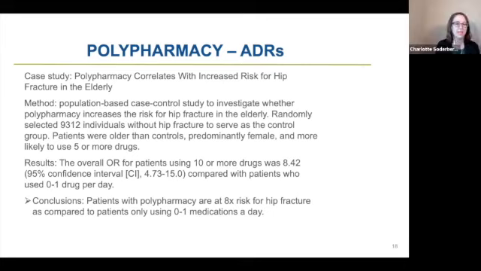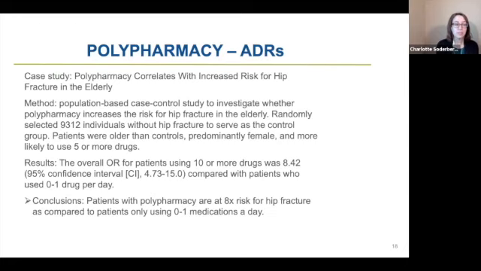Thank you. So next we are going to talk about a population-based case control study that was conducted in 2010. The study was done to investigate whether polypharmacy increases the risk of hip fracture in older patients. So the study identified 2,328 older patients who had recently been diagnosed with a hip fracture. They also selected randomly 9,312 individuals who did not have a hip fracture to serve as the control group.